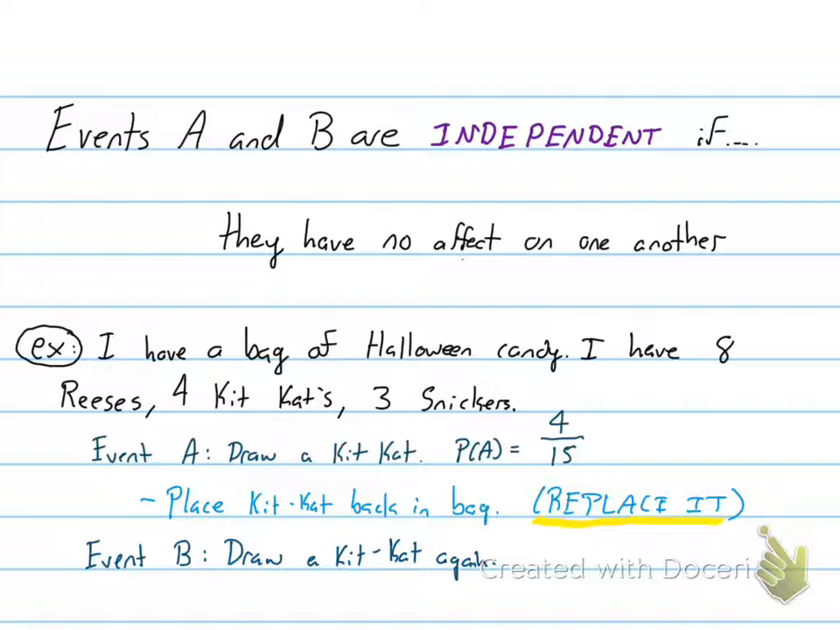In event B, I want to draw a Kit Kat again. So for the probability of event B, I still have 4 Kit Kats since I replaced it, and I still have 15 candies. So again, my event B is 4 out of 15. What I did in event A had no effect on event B. Since I put that Kit Kat back in the bag, event A did not affect event B.